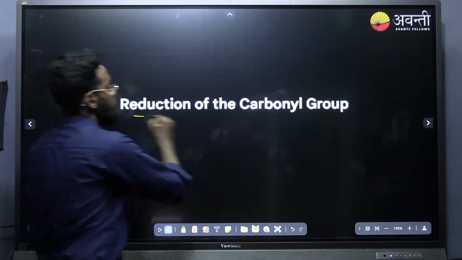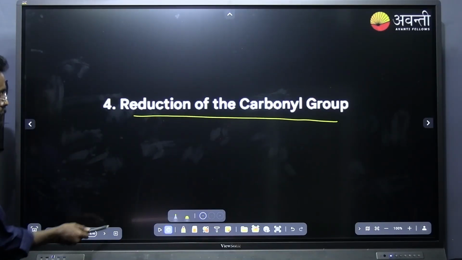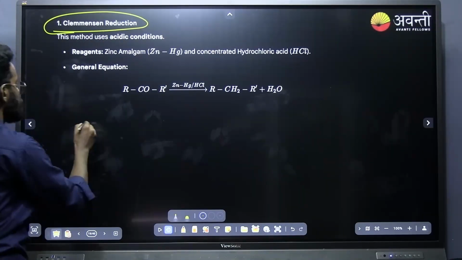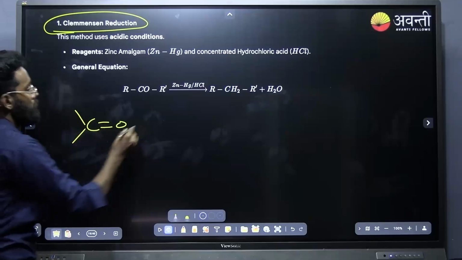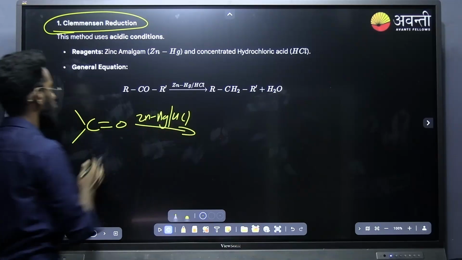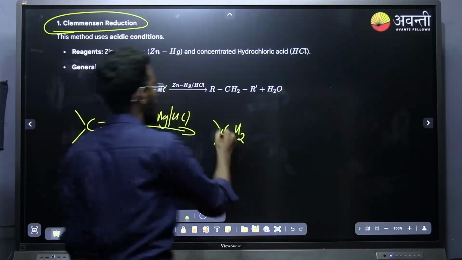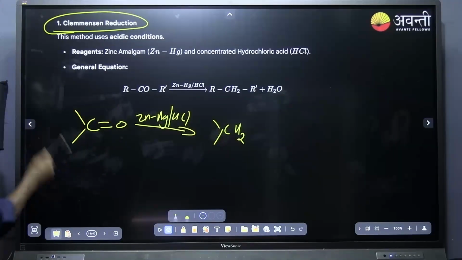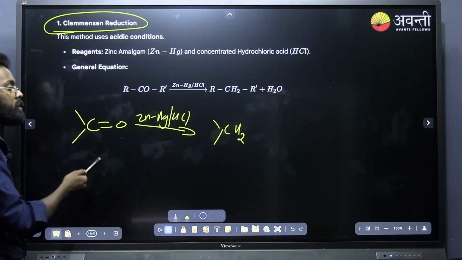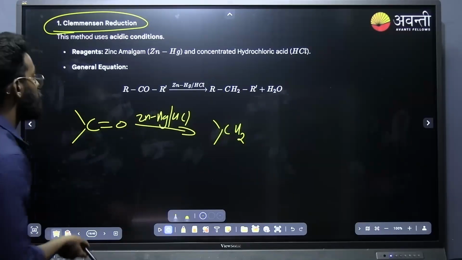Next one is reduction of the carbonyl group. In the case of reduction of carbonyl group, there are two important points. First one is Clemmensen reduction reaction. It is a very easy reaction. C double bond O reacts with zinc amalgam in presence of HCl. This entire carbonyl group is going to convert to an alkane group. This is a part I didn't teach in the hydrocarbon part, because we'll be using the same thing here. This is also used for the preparation of alkane.